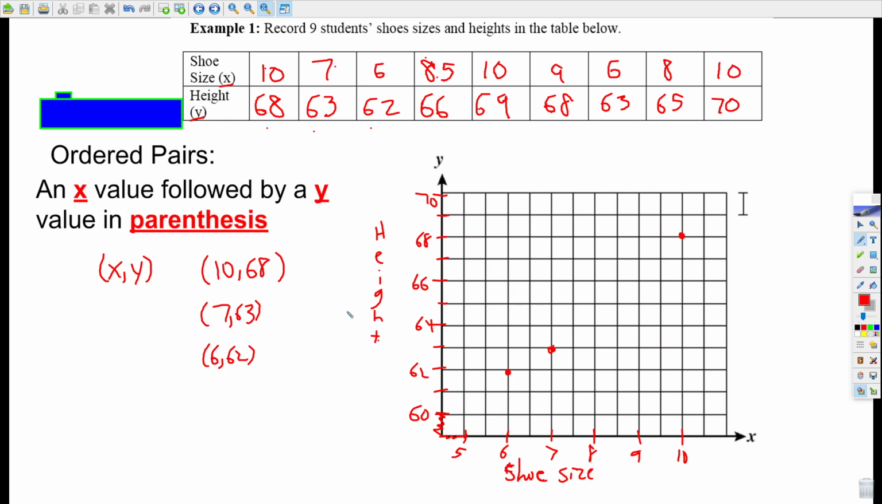And I'm going to keep filling this out, but I'm not going to write out all the ordered pairs here. 8.5, so that would be right here at 66. So right here. Then we have 10, 69, which would be here. We have 9, 68 there. 6, 63.